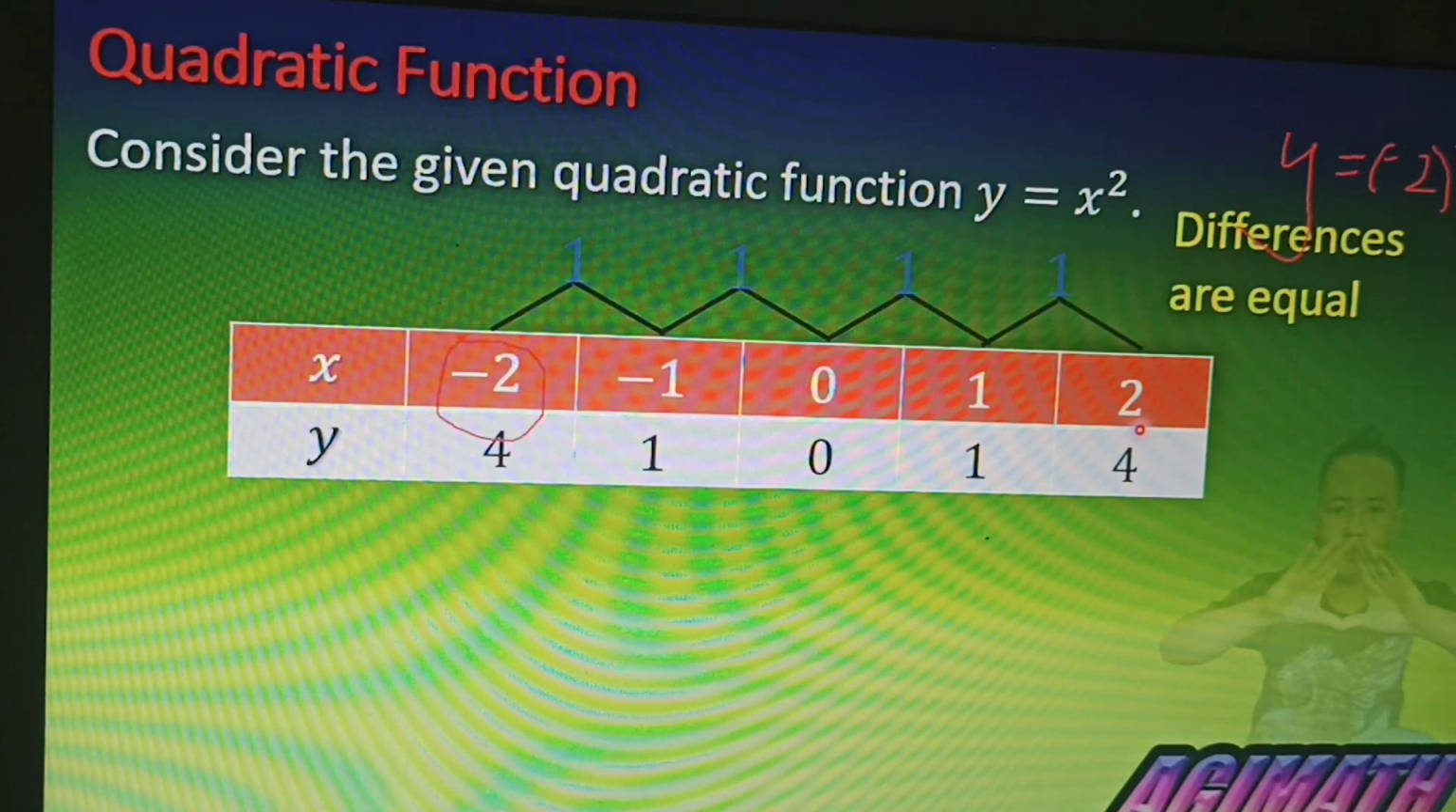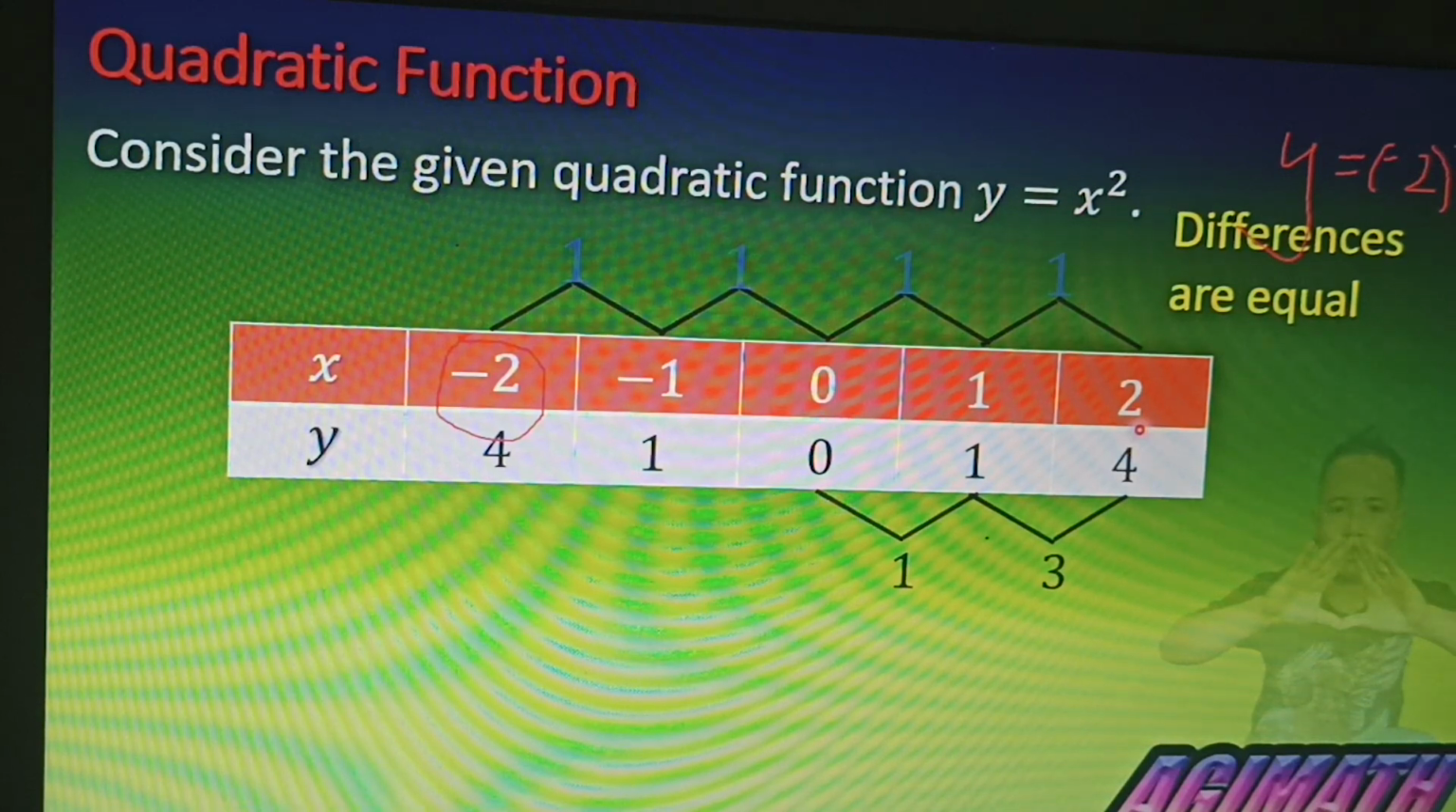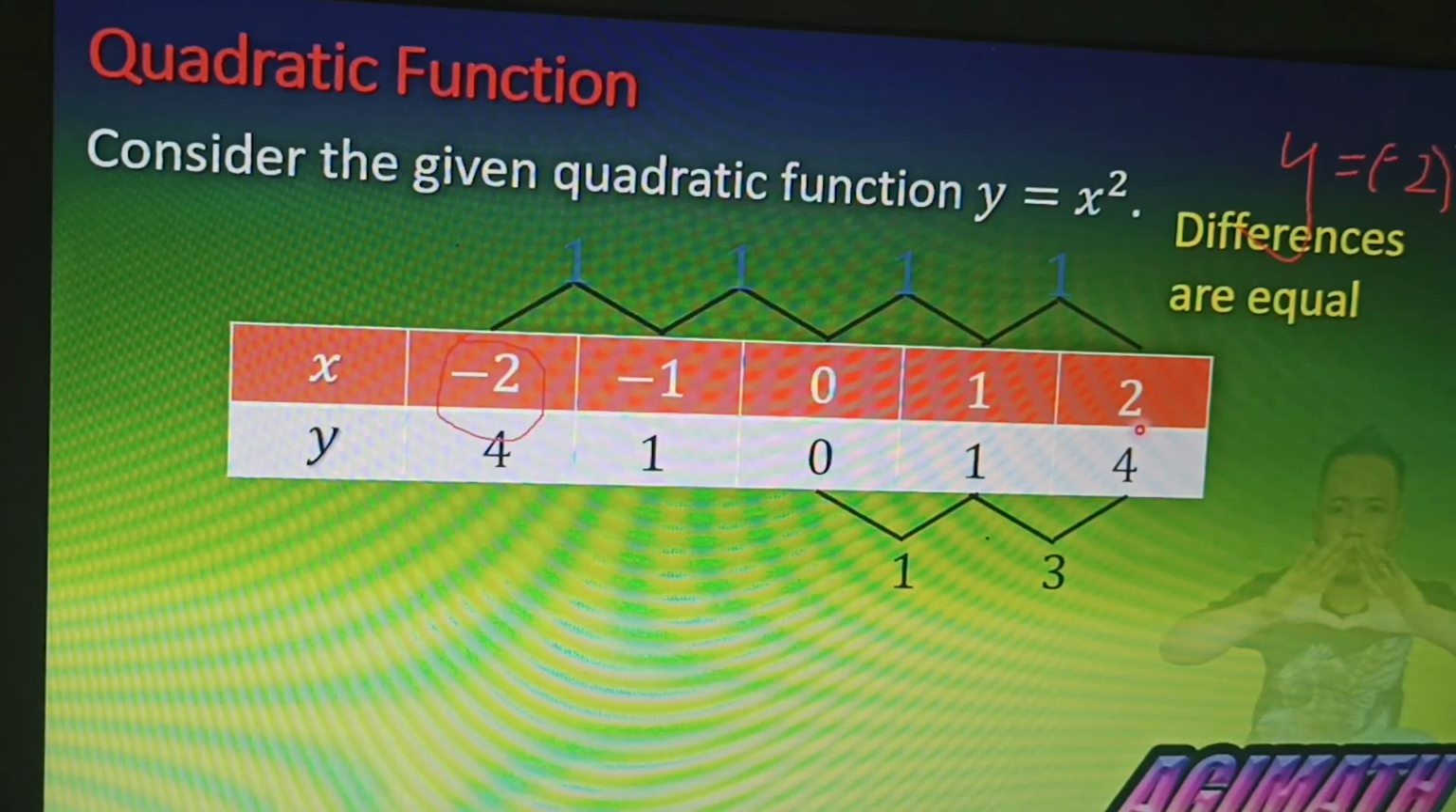And then, let's proceed to the values of y. What is 4 minus 1? 4 minus 1 is equal to 3. Next, 1 minus 0 is equal to 1. So with that alone, you can say, oh, it's different. How about the next one?